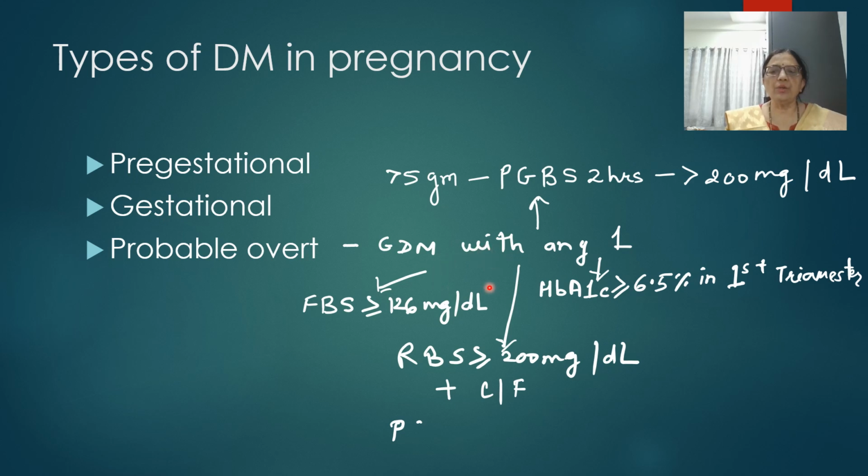Associated with that, one of the four criteria: fasting more than 126, random more than 200 with clinical features, HbA1c more than or equal to 6.5%, or post glucose blood sugars after 75 gram, 2 hours, more than 200 milligram per dl. Anyone of these will make it a probable overt.